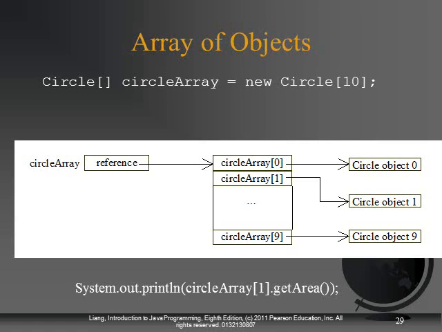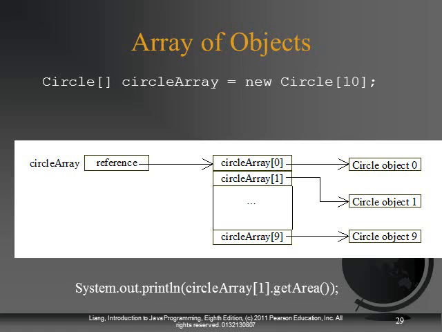Now, I misspoke a little bit because I said my array of circles. What the array actually holds are the reference variables of the circle instances that had been created. The array doesn't hold the circles. It holds the references to the circles.